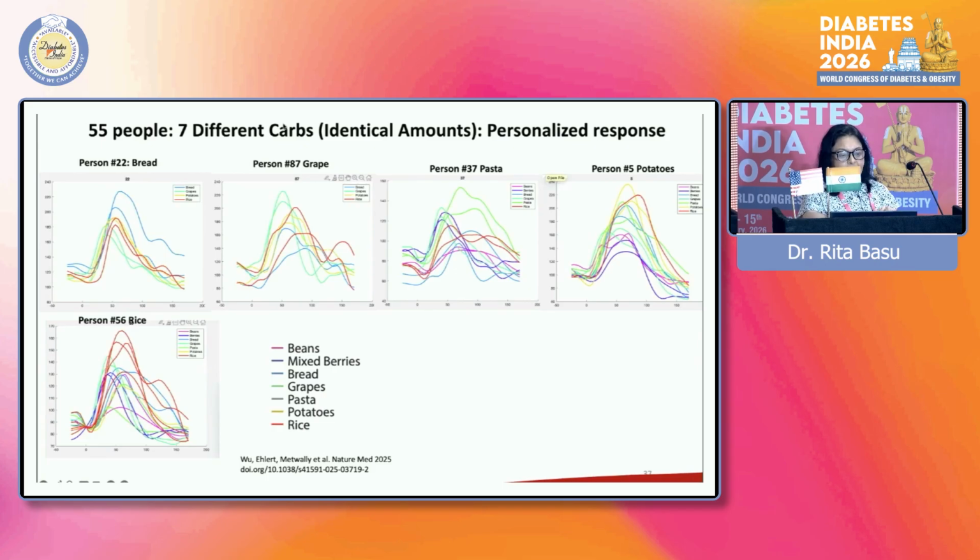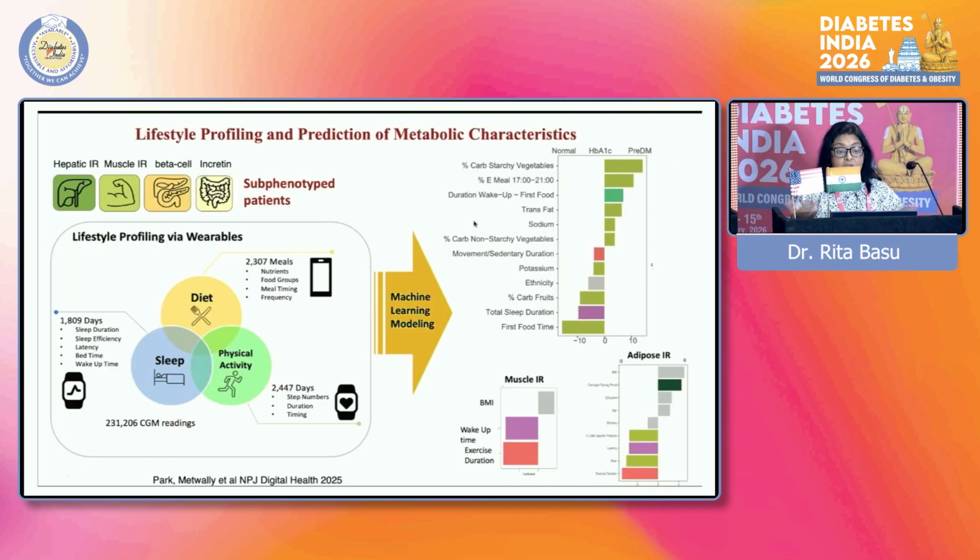They took 55 people and gave them 7 different types of carbs, in identical amounts, and looked at the responses. Someone had a spike with bread, but didn't have spikes with pasta or potatoes or rice. Somebody spiked with rice. Somebody spiked with just grapes. So different people responded differently, and some didn't respond to the other carbs. You see the curves are down, and these are CGM curves, okay? And the other people have spikes. So there are different subtypes of human beings who have spikes with certain foods and not others. So don't generalize that everyone will have a bad spike with a carbohydrate. It need not be true.